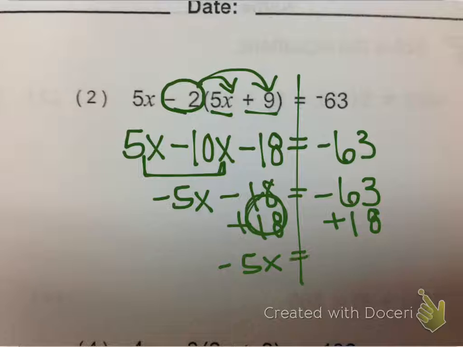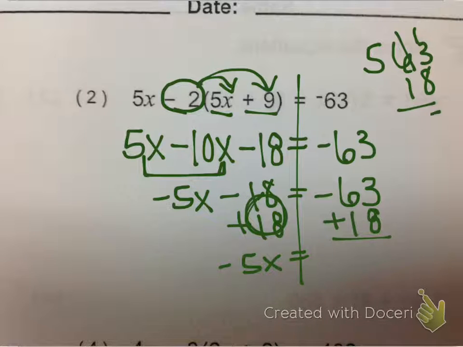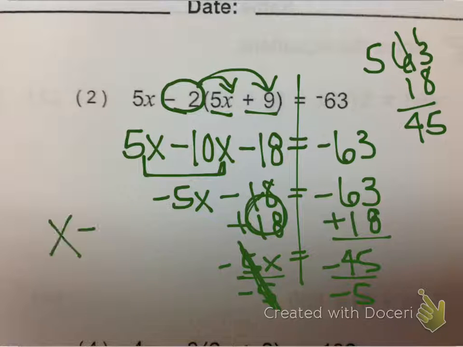Negative 5x equals, well, this is really subtracting 18, so let's see. 5, carry the 1. 13 minus 8 is 5. 5 minus 1 is 4. So this is negative 45. Divide by negative 5, both sides to get the 1 right here. Negative 5 and negative 5 is 1. 45 divide 5, negative, negative make positive, and it's 9.